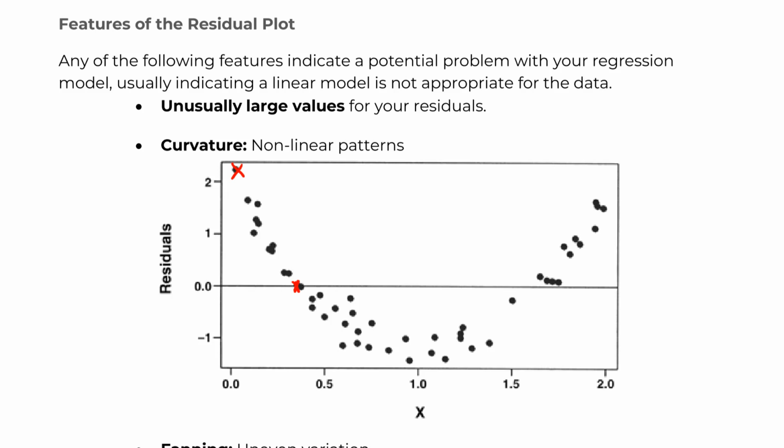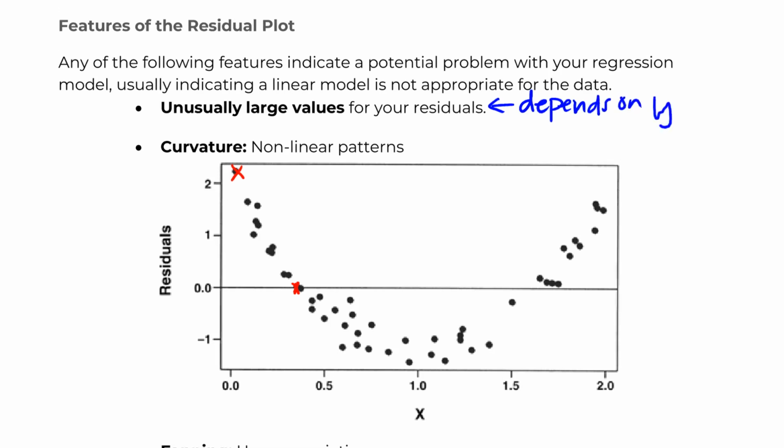So the first thing you want to look for in a residual plot is unusually large values. And this really depends on our y. Because look at this graph below. We can see our residuals look like they go from about a plus or minus 2, right? So this one says error is plus or minus 2, which would be great if y was weight or systolic blood pressure. Plus or minus 2 seems pretty reasonable.